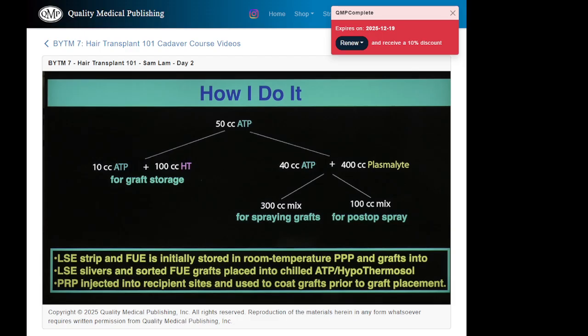It's what I've learned is that when a piece of tissue comes out, there's an initial shock to that tissue. If I can get into a physiologic bath without shocking into a cold storage like this, there may be a little bit better. So what I do for my FUE grafts and my initial strip of LSE, I'm going to put it into a PPP bath at room temperature. Okay, so the PRP has already been spun down, concentrated, and separated from the PPP. So I'll have all of it at room temperature.